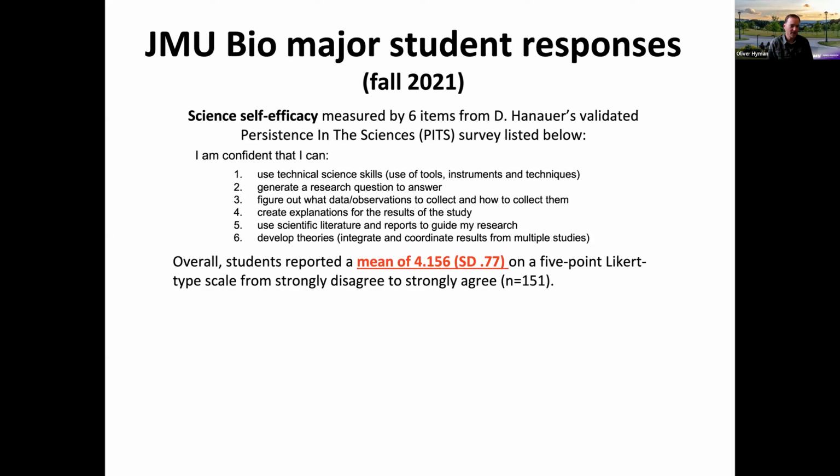Basically, students are responding to, I am confident that I can use technical science skills, generate a research question, figure out what data or observations to collect and how to collect them, create explanations, use scientific literature, reports to guide my research, and develop theories to integrate and coordinate results from multiple studies. And overall, our students reported a mean of 4.15 on a 5-point Likert type scale, from strongly disagree to strongly agree.